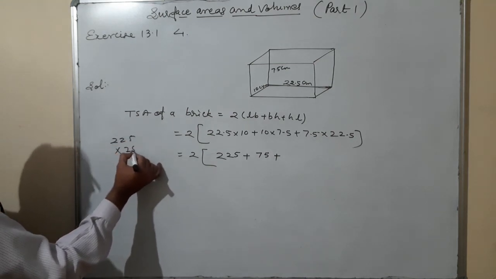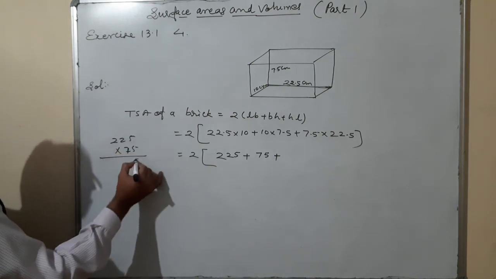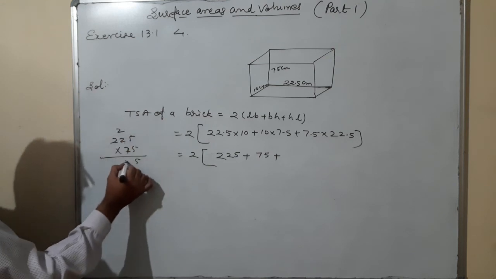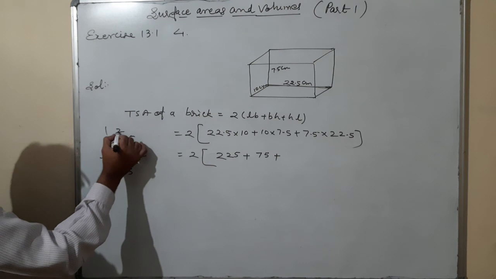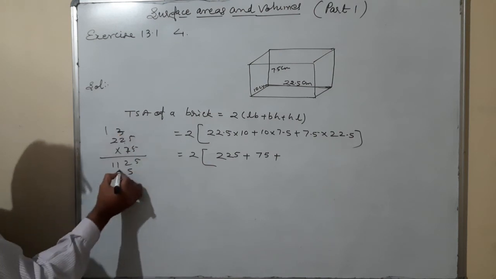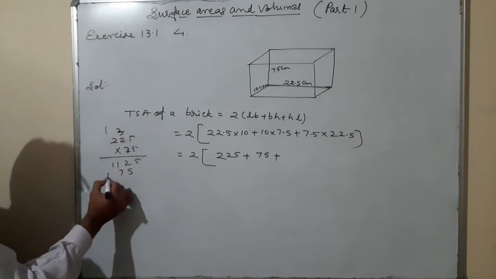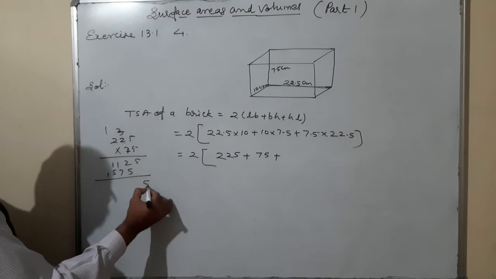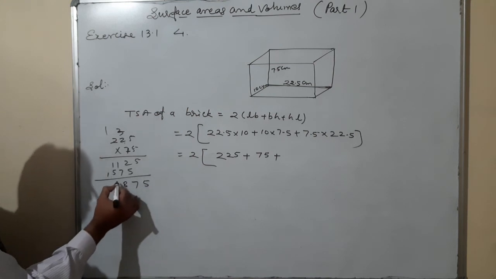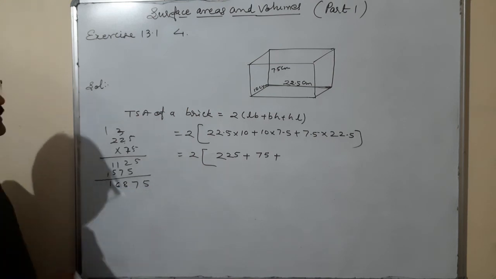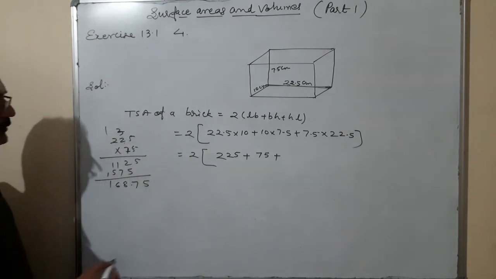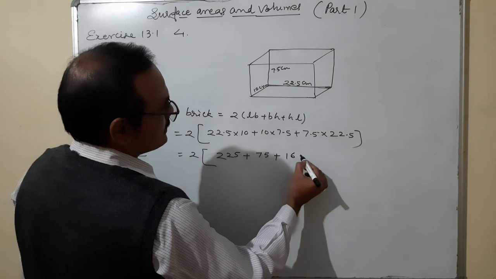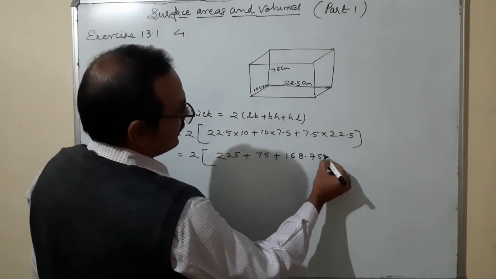5 5 is 25, 2, 5 2 is 10, 12, 1, 5 2 is 10, 11. 7 5 is 35, 3, 7 2 is 14, 17, 1, 7 2 is 14, 15. 5, 7, 8, 6, 1. And after the decimal, 1, 2, so 168.75.